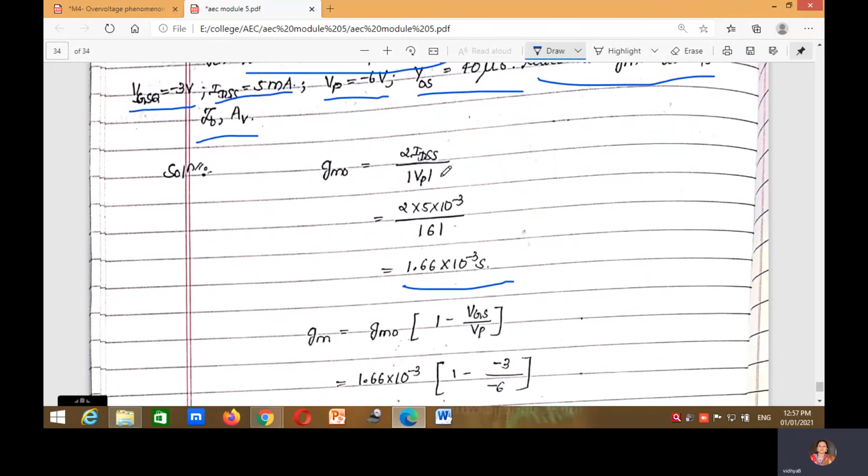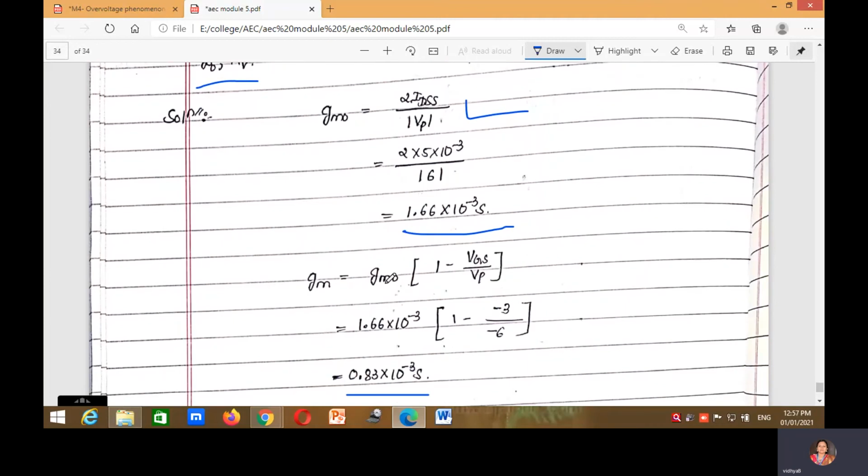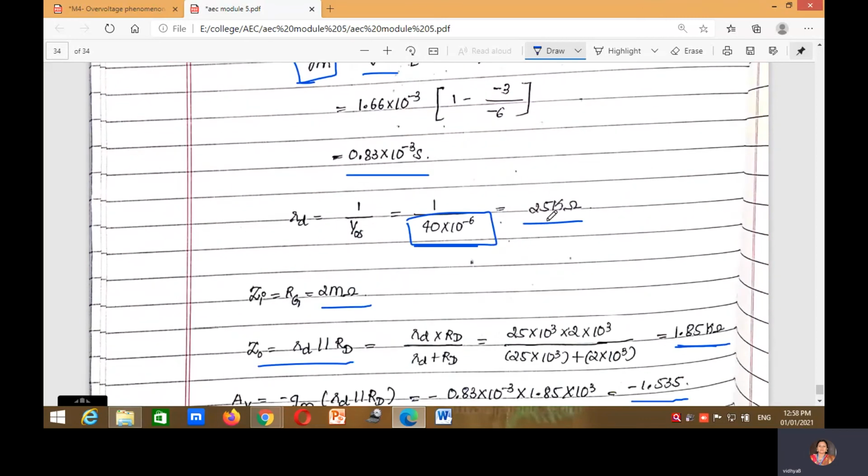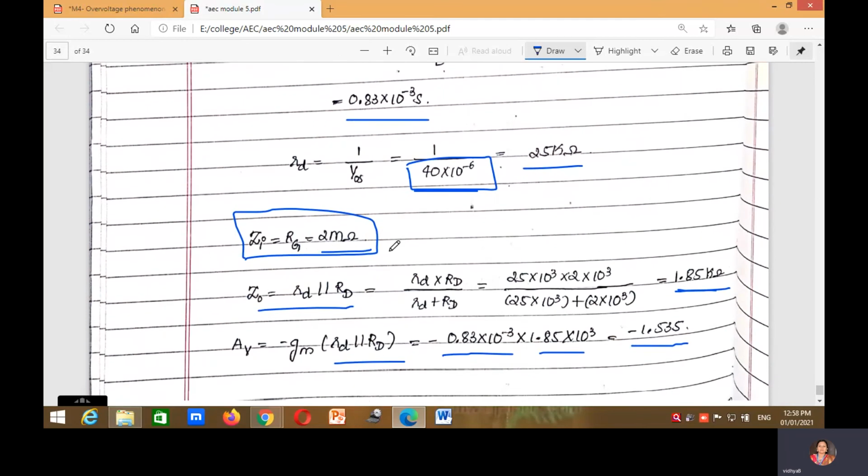gm naught is equal to, we have already discussed this in the last problem. So same formulas, just substitute the value of IDSS and VP, you'll get gm naught. Next you need to substitute the gm naught, VGS value, and VP value and get the value of gm. After getting the gm value, rd is equal to 1 divided by Y naught S. They have given in the question only Y naught S. You'll get the rd value. After getting rd value, you need to find out ZI. ZI is equal to RG. RG value they have given in the question, so 2 mega ohm is the input impedance.